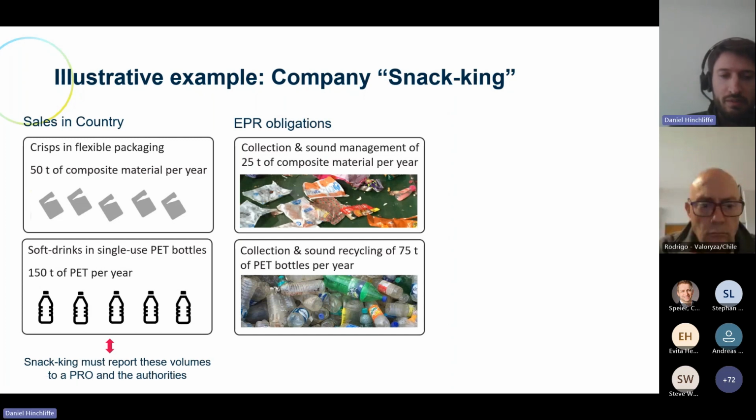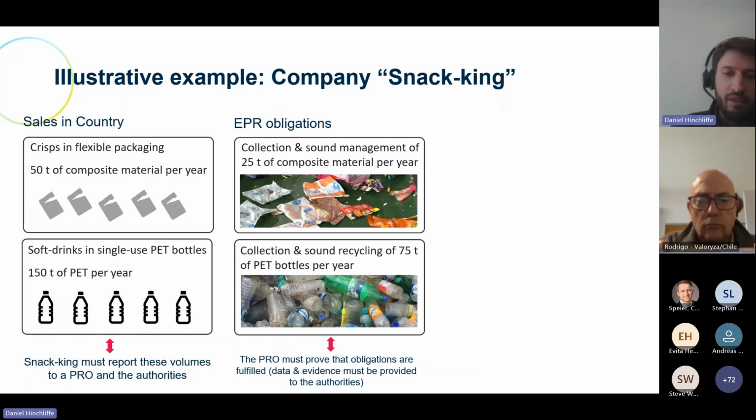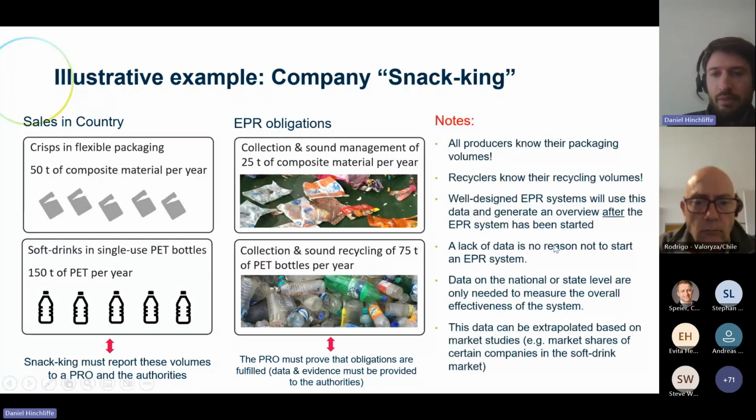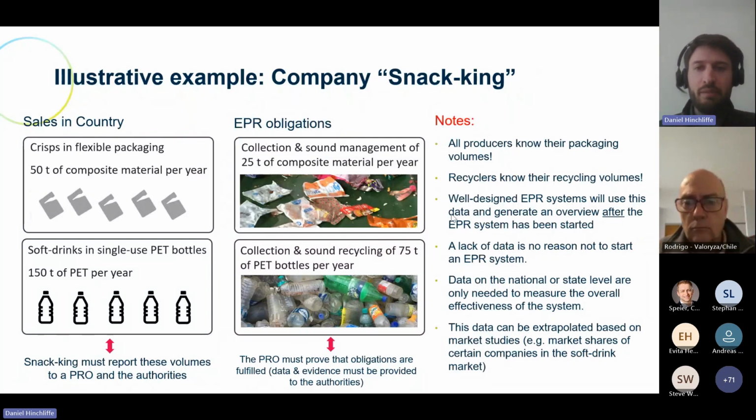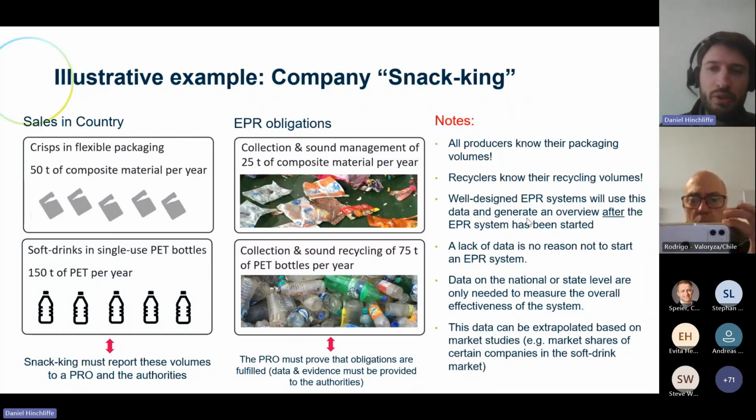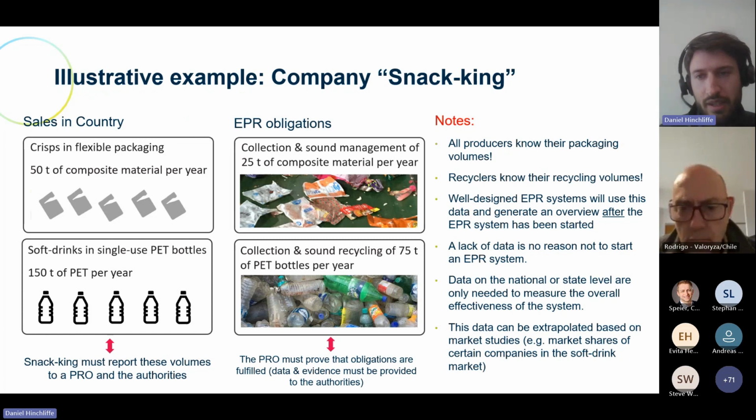So they must report the volumes they bring on the market to a PRO and the authorities, and the PRO must provide data that these obligations on recycling and collection are fulfilled to the authorities. And we see here that actually this is the basis for setting up an EPR system. So all producers actually know the amount of packaging they're putting on the market. All the recyclers know how much they are recycling on the market.